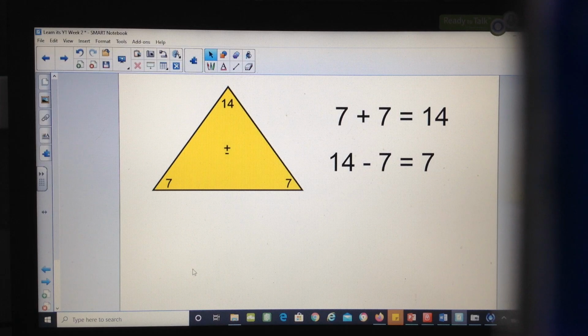Okay, here's mine. 7 add 7 equals 14. 14 take away 7 equals 7. 7 add 7 equals 14. And there's no switcher because it's a double. 14 take away 7 equals 7. Have you got that?